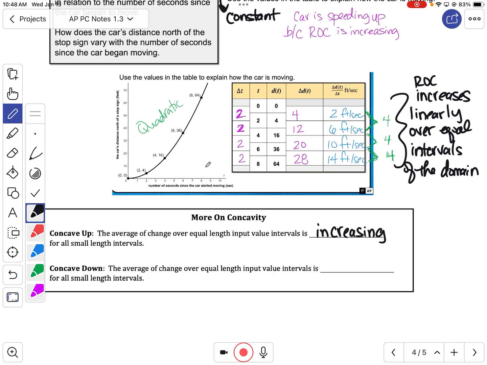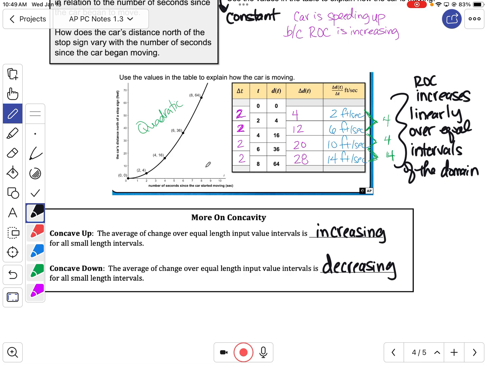And we know that if the rate of change increases, then we have concave up, okay? And likewise, concave down if the rate of change is decreasing over equal length input intervals. We can't guarantee that if my x's change by different values. So if x changes by 2, then it changes by 6, and then it changes by 2 again, we can't guarantee the concavity. It has to be equal length x's, all right?